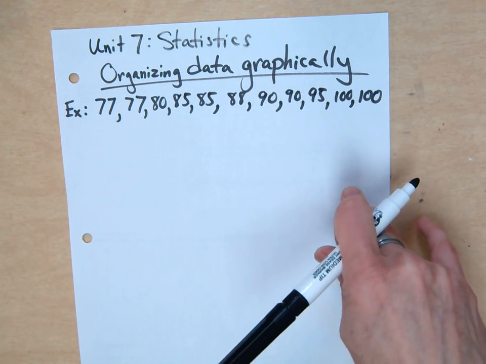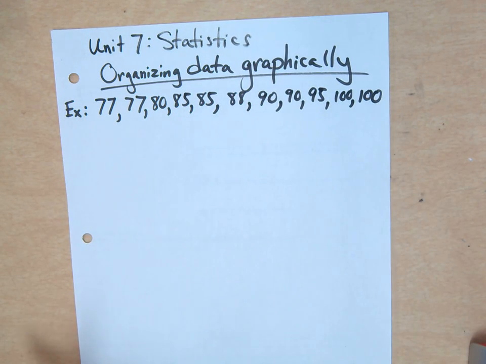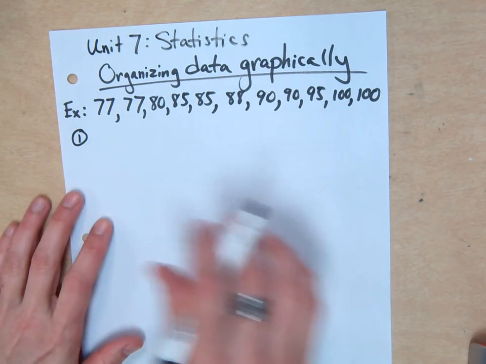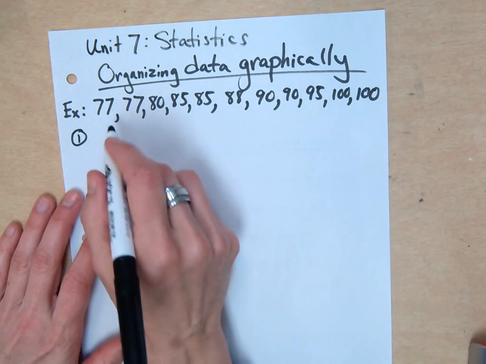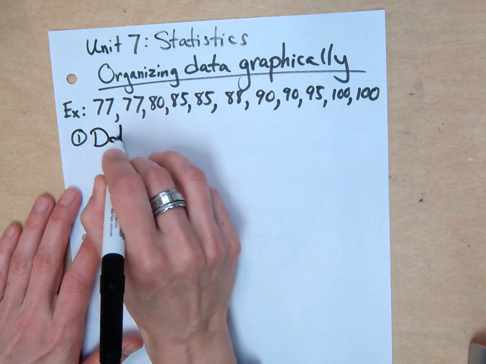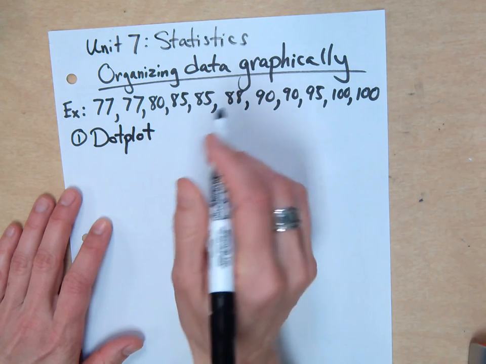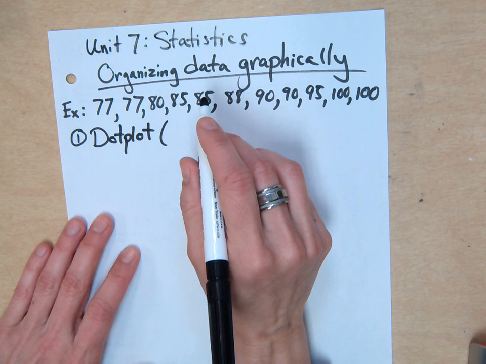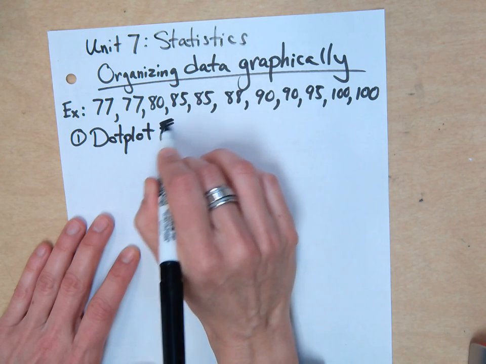What might these numbers represent in the context of a real problem? Okay, they might be test scores, right? Percentages. So even though the list is in order, it doesn't look like anything yet. One thing we can do is a dot plot. It's kind of like we're looking at the frequency.